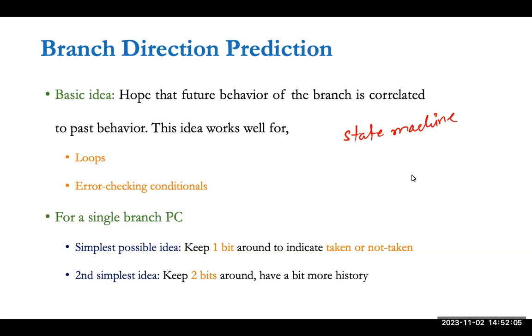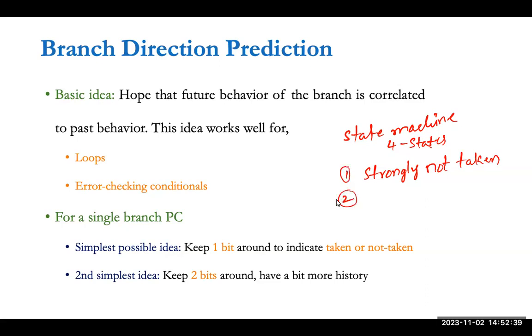So this state machine with the 4 states will be there in this 2-bit saturating counter. So what are those? The first one is the strongly not taken.